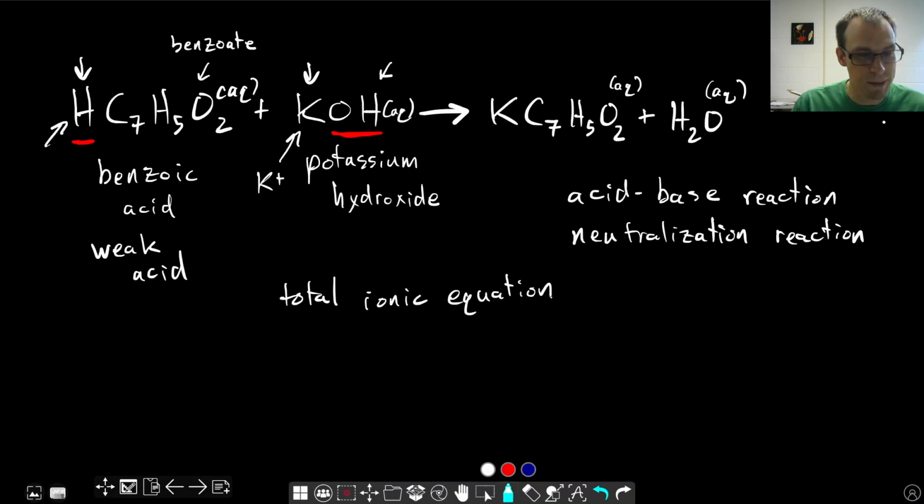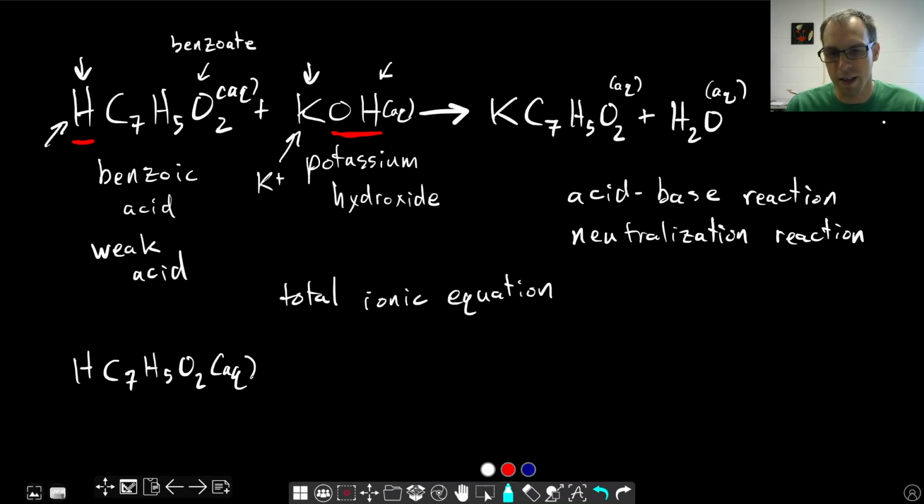Our benzoic acid, being a weak acid, does not dissociate. So that H just sticks on to the benzoate ion. That's not a Z, that should be a 7, C7H5O2. So that's still aqueous, it dissolves in water, but it doesn't separate into ions, into H+. Only a little bit of it is H+. So we will write it as combined. This will stay combined.